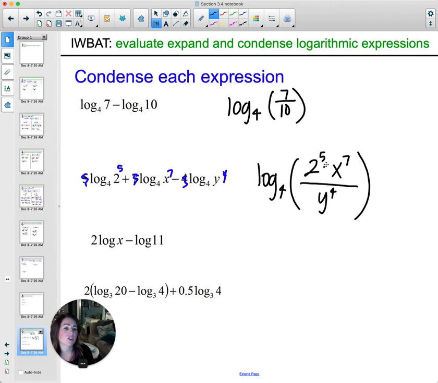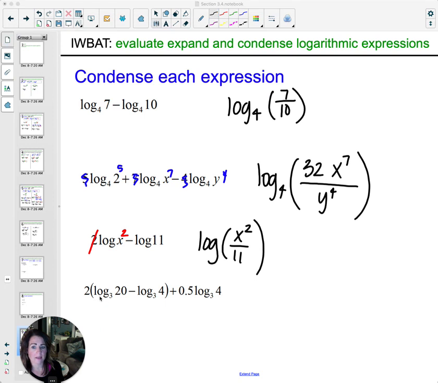Nothing simplifies. You could simplify this to 32 if you wanted to, 2 to the 5th. So you could put 32 here. Next one, so bring this 2 up. And then you're subtracting logs of the same base, so you will divide them. They're inside, so put it in one log and divide the inside. So x squared over 11 inside of a log.